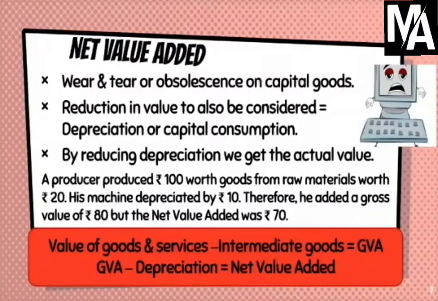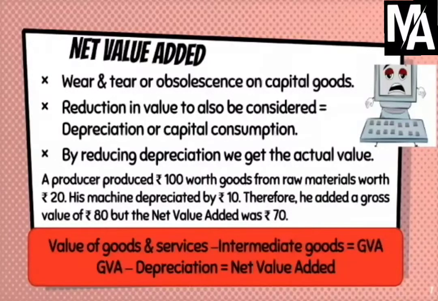And so since these capital goods are constantly being used, we have to reduce their value. So the reduction in value should also be considered, and this reduction in value is termed as depreciation or capital consumption. This also has been explained in the basic terms. Now by reducing depreciation, we get the actual value. Let's see what I am talking about with the help of an example.